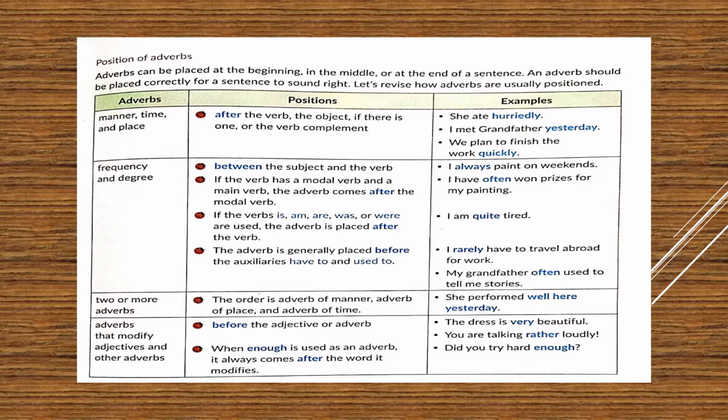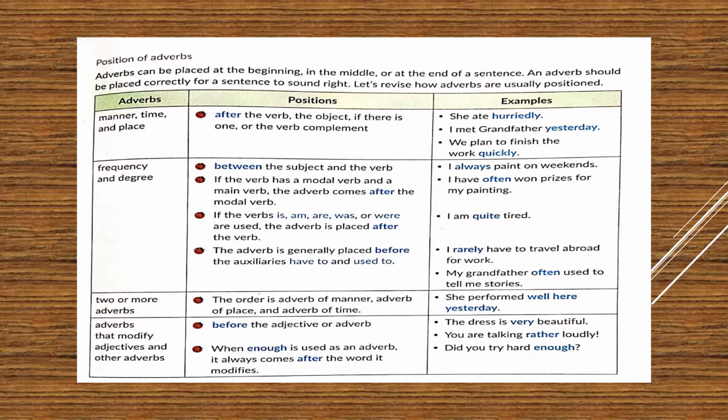If the verb has a modal verb and a main verb, the adverb comes after the modal verb. I have often won prizes for my painting. I am quite tired. I rarely have to travel abroad for work. So these are frequency and degree. If the verb am, are, was or were is used, the adverb is placed after the verb. The adverb is generally placed before the auxiliary verbs like have to and used to. I rarely have to. I often used to.